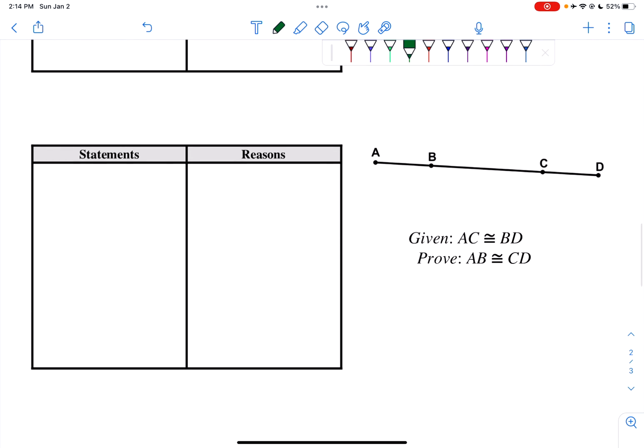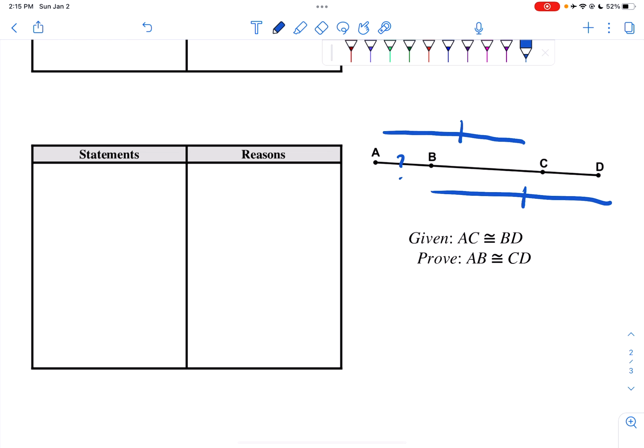Now in our next example, we're given AC congruent to BD. If you look, I'm starting with a whole segment. I'm starting with a bigger part. So I want to show AB congruent to CD. So I want to focus on that part of my image. So this is going to be a subtraction.